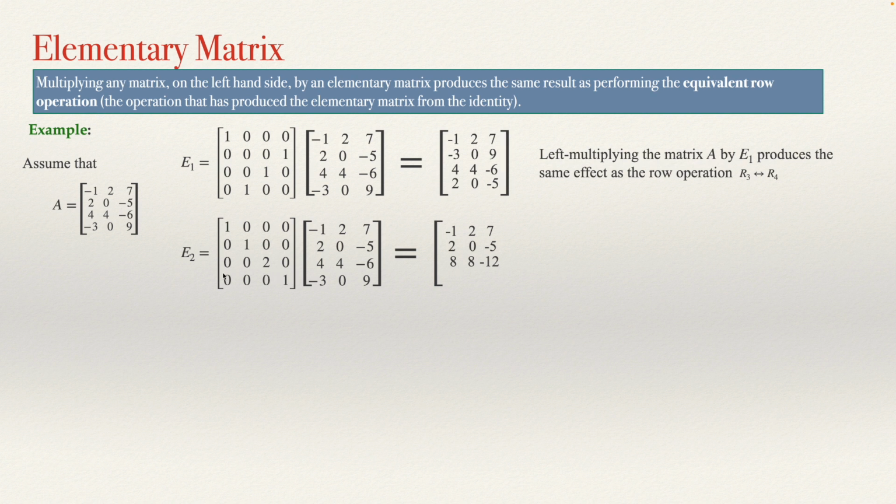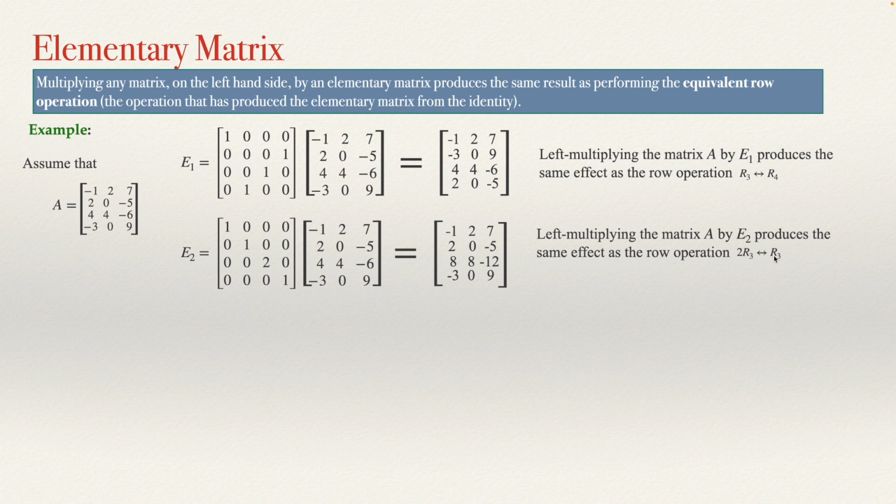And you will notice that when you multiply the last row by all the columns, the answer doesn't change, the fourth row: minus 3, 0, 9, and that will be again. So multiplying the matrix A by E2 produces the same effect as the row operation 2R3. R3 has been substituted by 2R3. So the third row was multiplied by 2, exactly as was done in the identity by this elementary matrix.